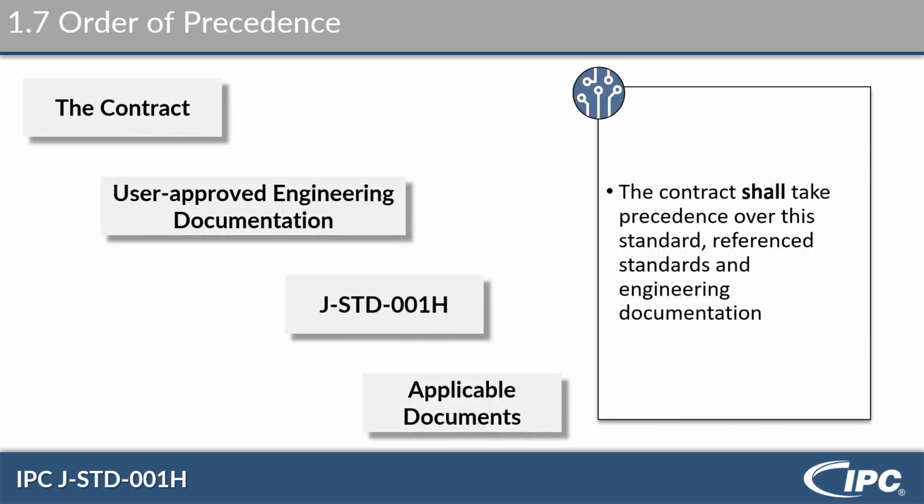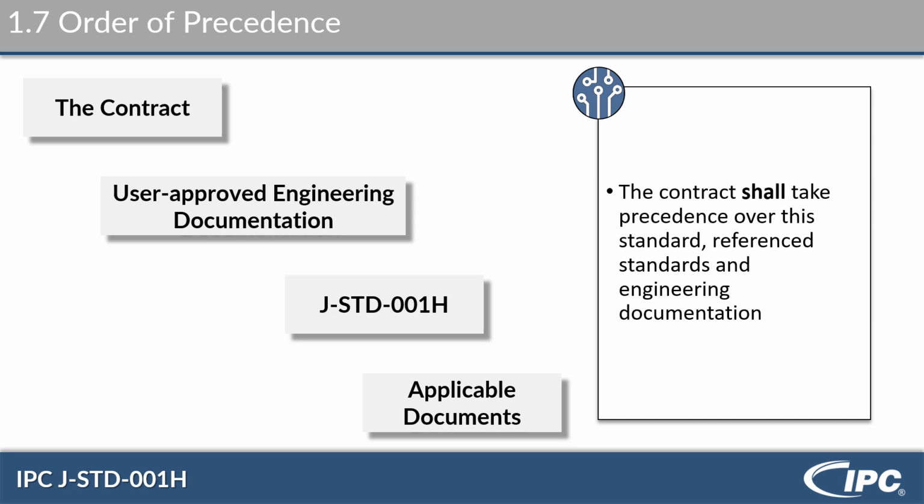Order of precedence. You may see something about this on the test. The contract shall take precedence over the standard. Reference to standards and engineering documentation. Okay, so we have contract, user approved engineering documentation, which is some engineering documentation that the customer has looked at and said, yes, this is what we want. The J standard, and then applicable documents.